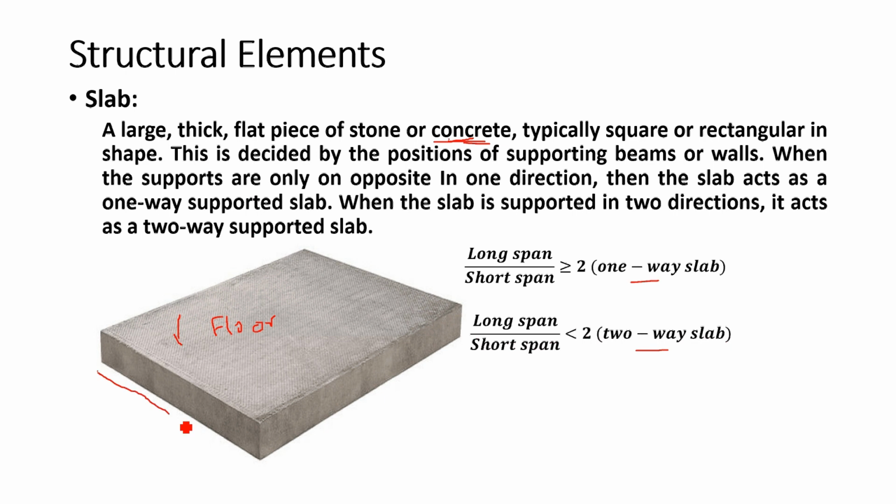What do we define as a one-way and two-way slab? There are two lengths. These we call spans. This one we call the long span.